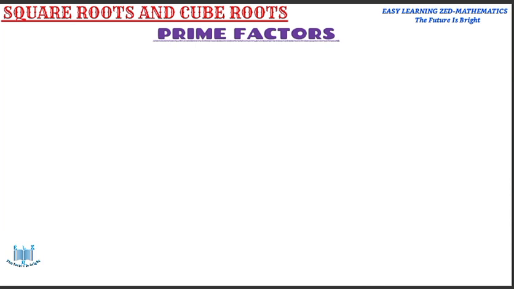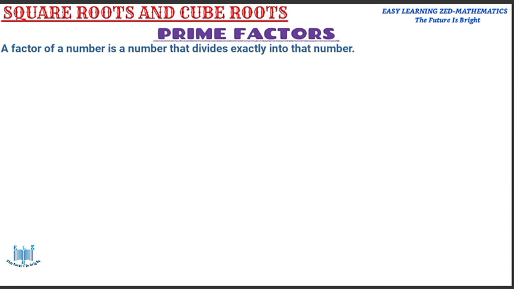Okay, let me start by defining factors. I'm going to start with the definition of factors. So you need to know what a factor is before you know the prime factors. A factor of a number is a number that divides exactly into that number. So a number is said to be a factor if it can go into another number without leaving a remainder. Then that is a factor.